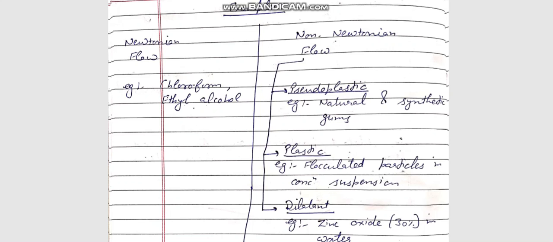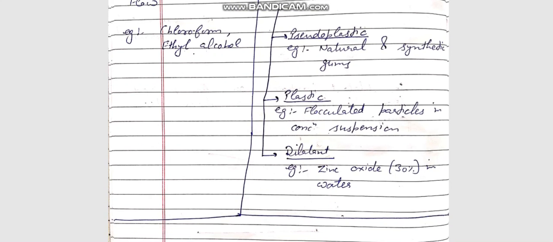And the last one, dilatant flow, the example in this category is zinc oxide in a concentration of 30% in water. The meaning of 30% is 30 gram in 100 ml. It means we have to make a solution or a mixture by taking 30 gram zinc oxide in 100 ml water. Then the formulation or the product which we achieve is called zinc oxide 30% in water.